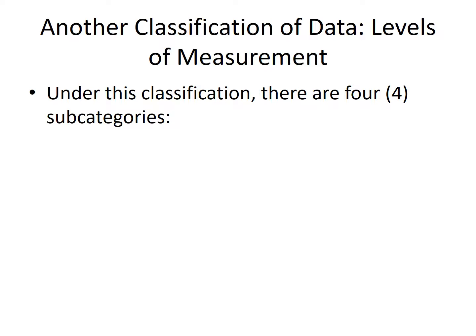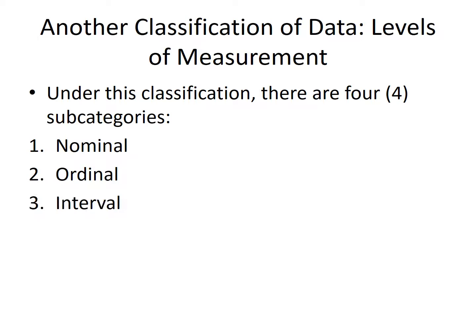Another classification of data would consider the levels of measurement, and there are 4 subcategories to this classification. The first one is nominal, the second one is ordinal, the third one is interval, and the fourth one is ratio, and we'll describe each one of these in the following slides.